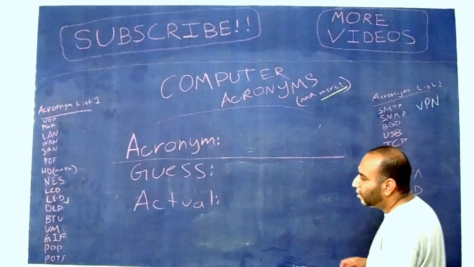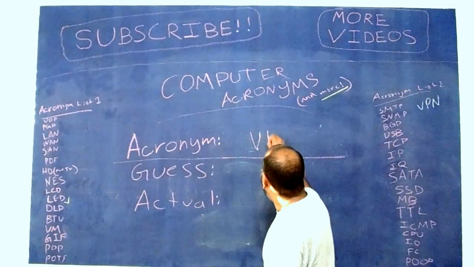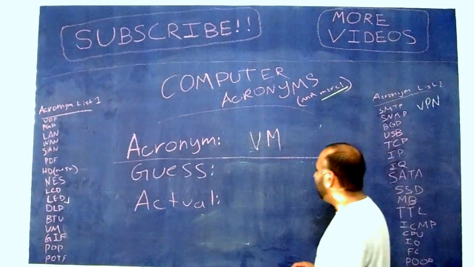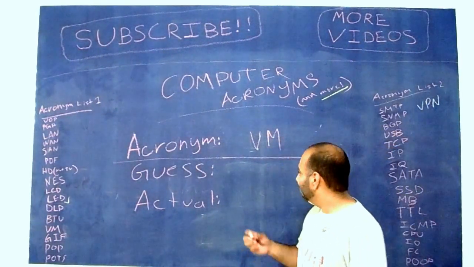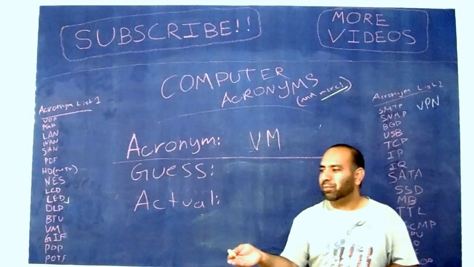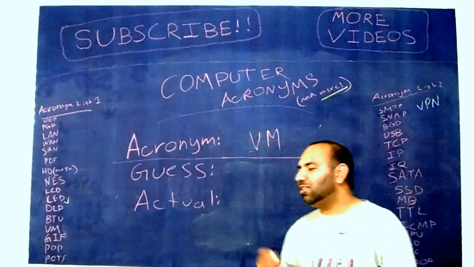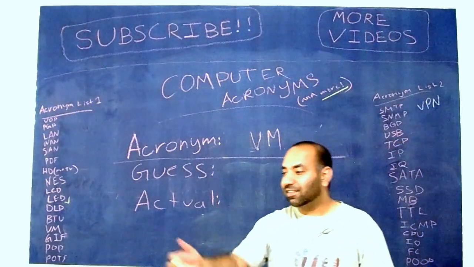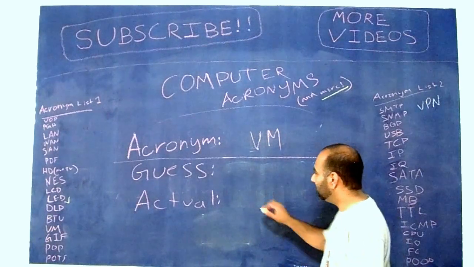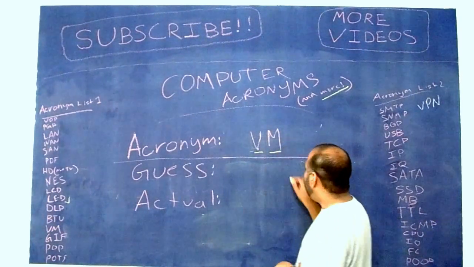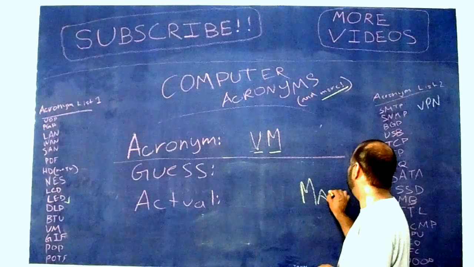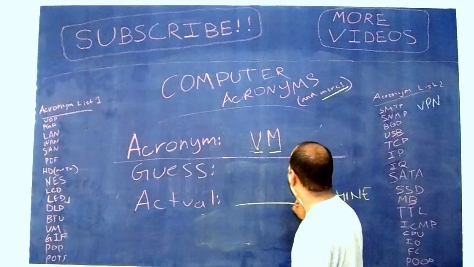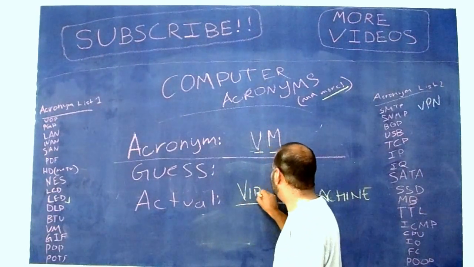Yeah, definitely. All right, next one is VM. So not VMware, nothing to do with that. You kind of already gave it away. What does the VMware company do itself? Virtualization? Yes. So VM, M is machine, so what does V stand for? Virtual. Virtual, yes.